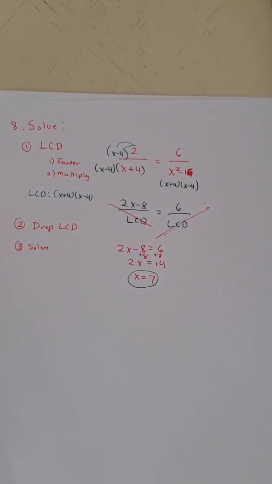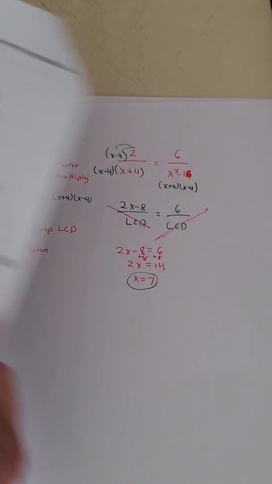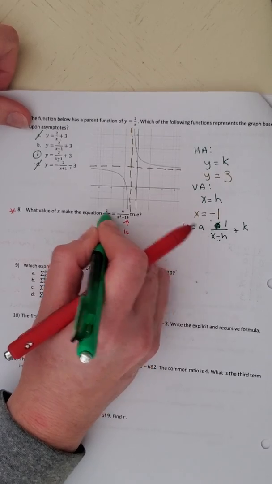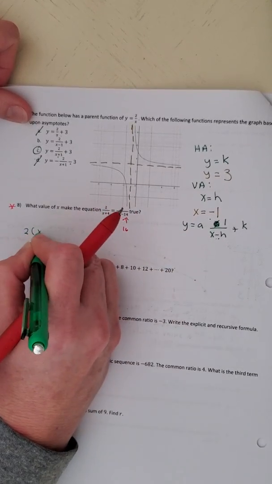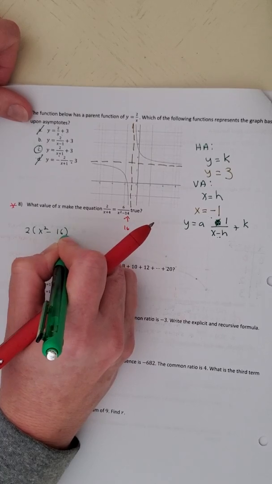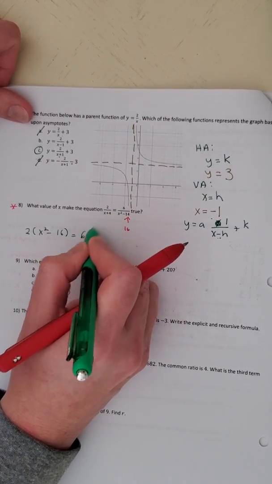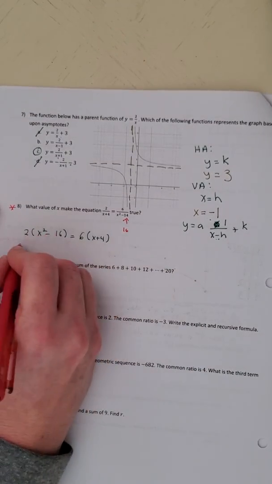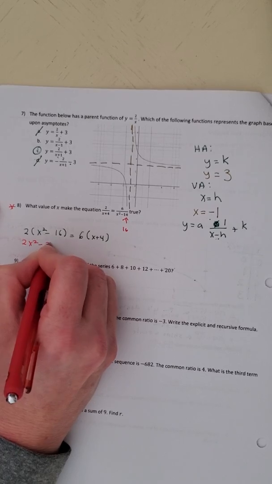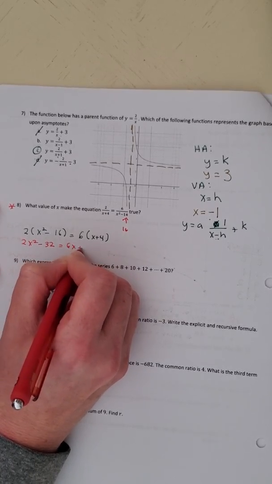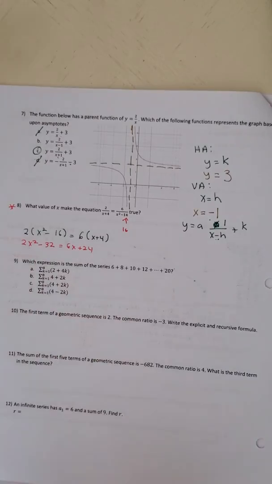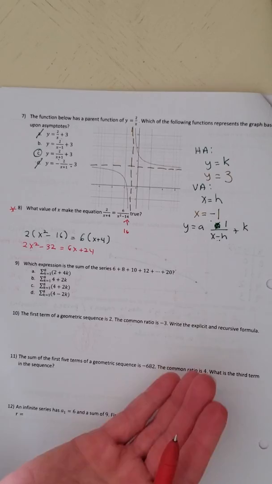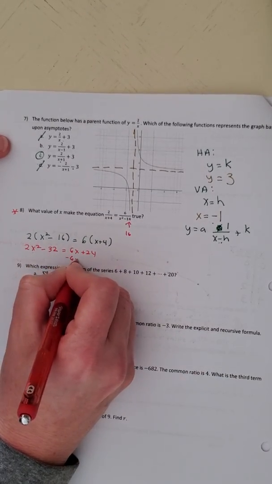Another method that you might want to try, I mean, it's a proportion. You could cross multiply. Let's see how that would look. If I cross multiplied here, I'd have 2 times x squared minus, remember this is 16, equals 6 times x plus 4. And then we would distribute: 2x squared minus 32 equals 6x plus 24. And then we would have a quadratic. Because we have a quadratic, we would need to set everything equal to 0. So I would move everything over to one side.